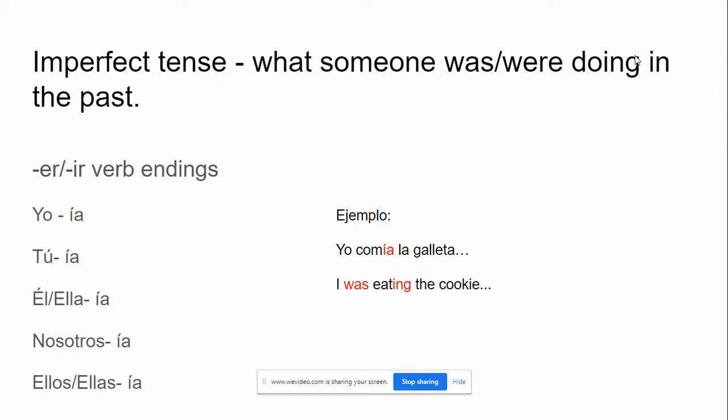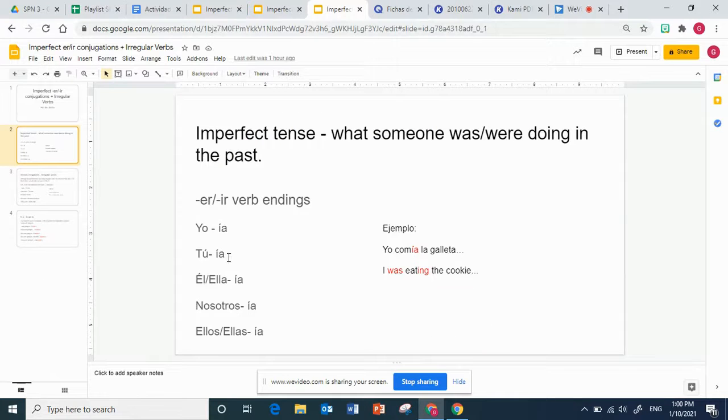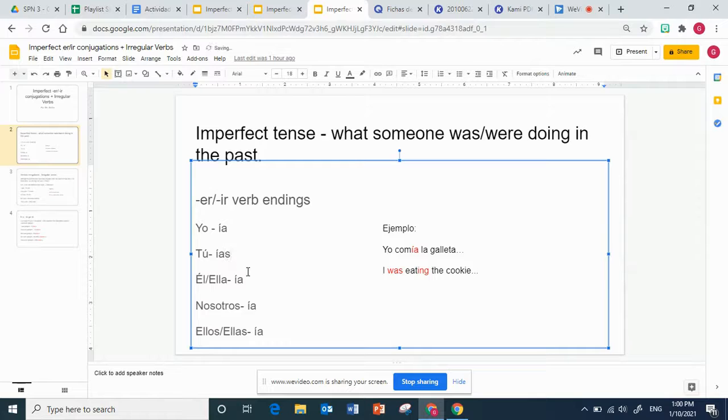The imperfect tense is used to talk about what someone was doing in the past, the "-ing." It's when an action started in the past and continued happening, "-ing." Our ER-IR verb conjugations are ía, ías, ía, íamos, and ían.